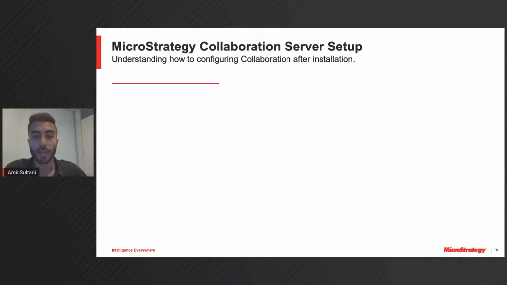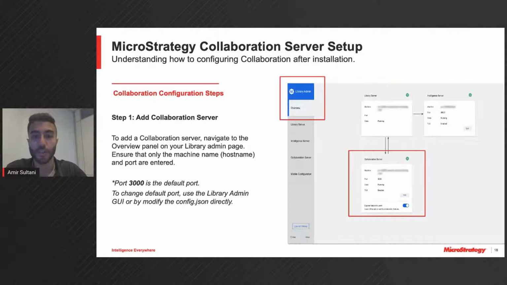Now that collaboration server has been successfully installed, it's time to configure it. The first step in this process will be to navigate to the Library admin page and add the collaboration server by specifying the machine name and default port for communication. Please note, port 3000 is the default port that is configured for the collaboration server out of box.